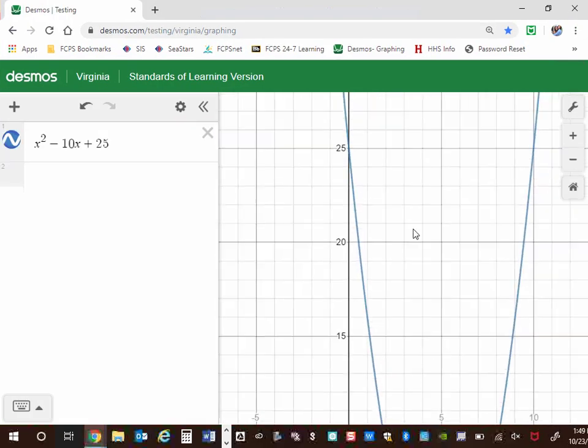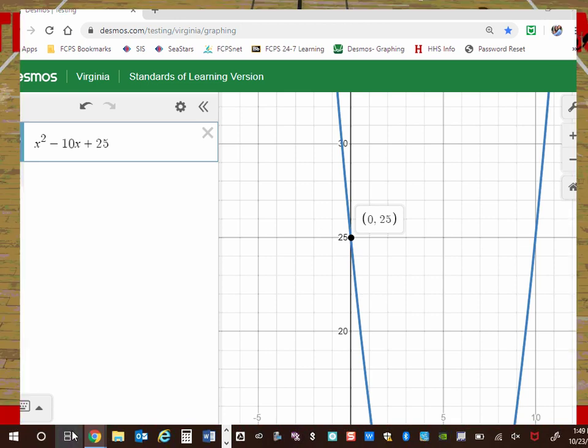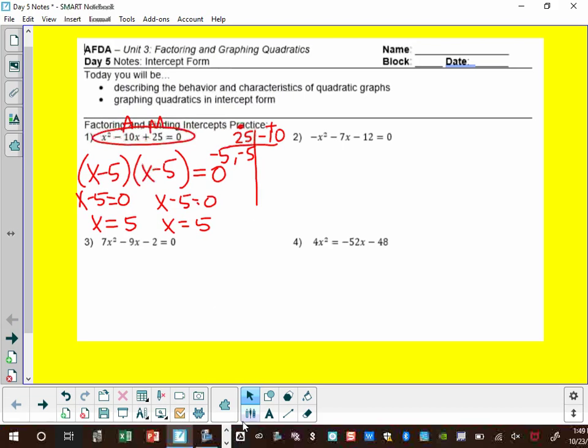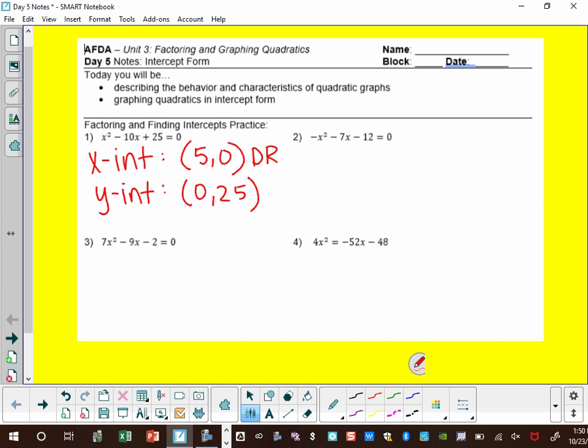If I scroll up to look at my y-intercept, what do we get? 0.25. Okay, so on your paper here, I'm going to erase this because I was showing you guys the long way that we originally learned. My x-intercept was 5, 0. I'm going to put dr beside it for double root. That means it looks like it was on the line just one time, but we know it has to be 2. And what was my y-intercept? 0.25.